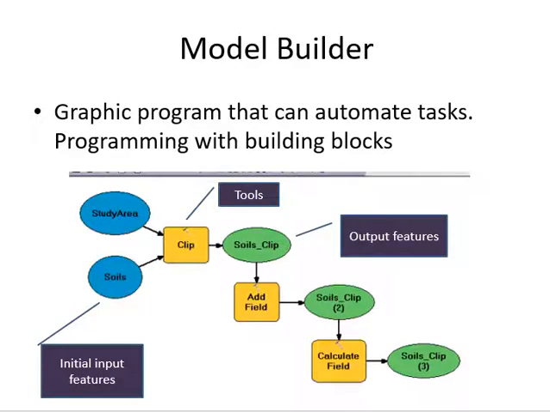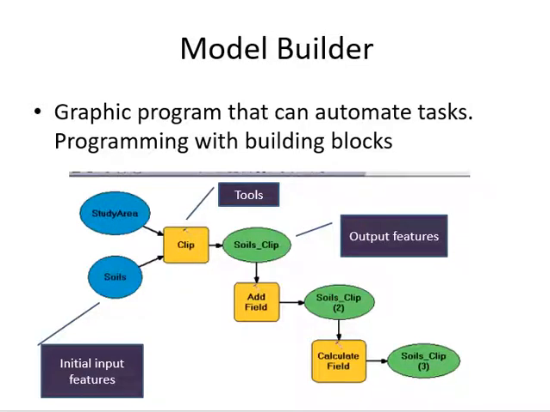One of the nice things is a lot of people really get the visual workflow of Model Builder. So the blue circles are my feature classes that I'm inputting. The yellow are my processing: select by attribute, intersect, those kinds of things. And then this is my output. So I have a study area and a soils, and I'm going to clip those, and my output is soil clip. And I'm going to add a new field. It's going to call it soil clip 2, and then I'm going to calculate the field, and then run it as soil clip 3.